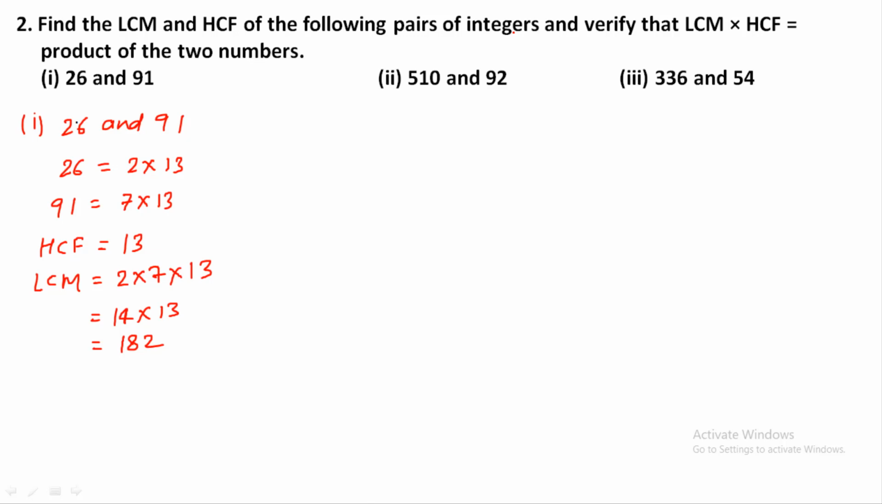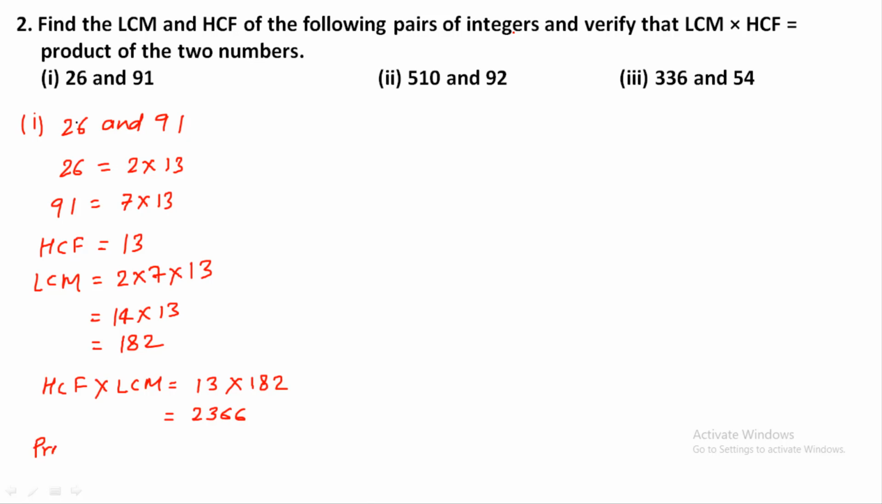अभी हमें वेरीफाई करना है कि क्या रिजल्ट आएगा, यानी कि LCM इंटू HCF इज इक्वल्स टू प्रोडक्ट ऑफ टू नंबर्स होगा या नहीं होगा. फाइंड आउट करते हैं. HCF इंटू LCM इज इक्वल्स टू, HCF कितना था? 13 and LCM is 182. When we multiply HCF and LCM, then we get 2366.